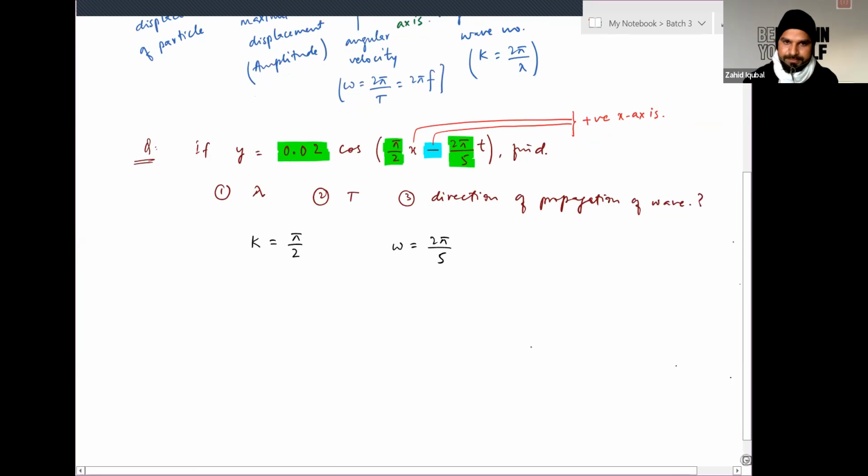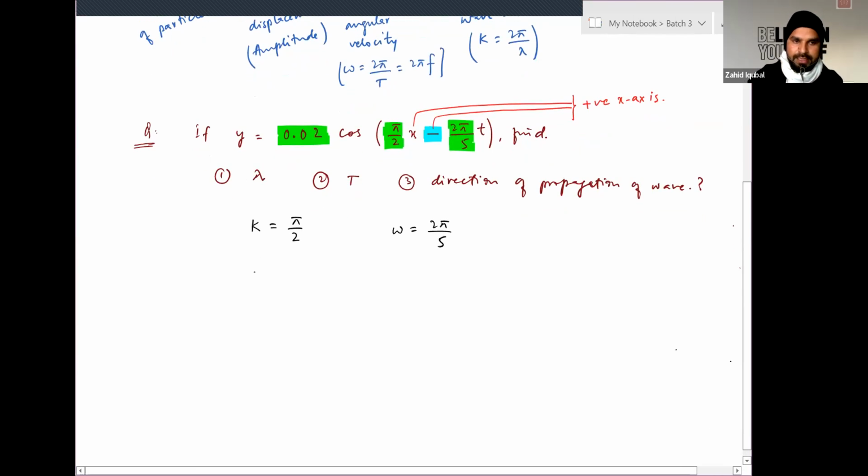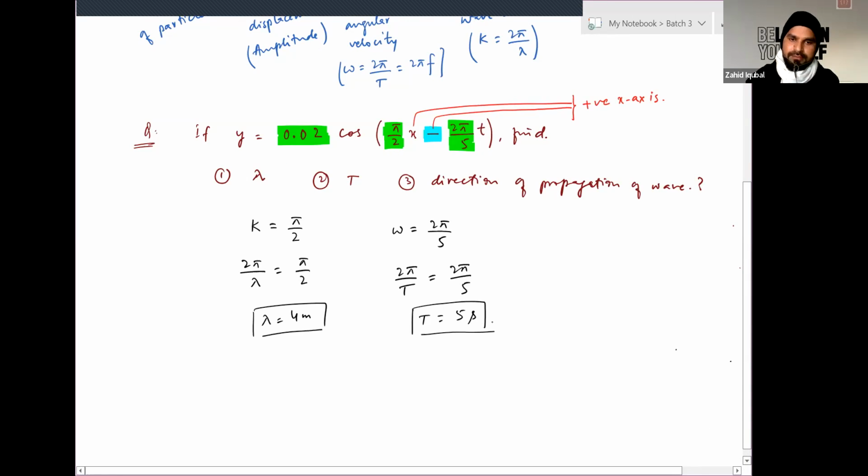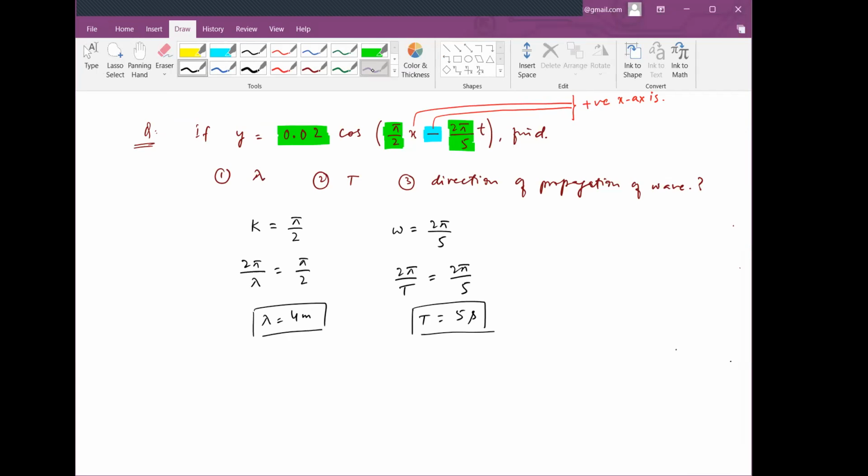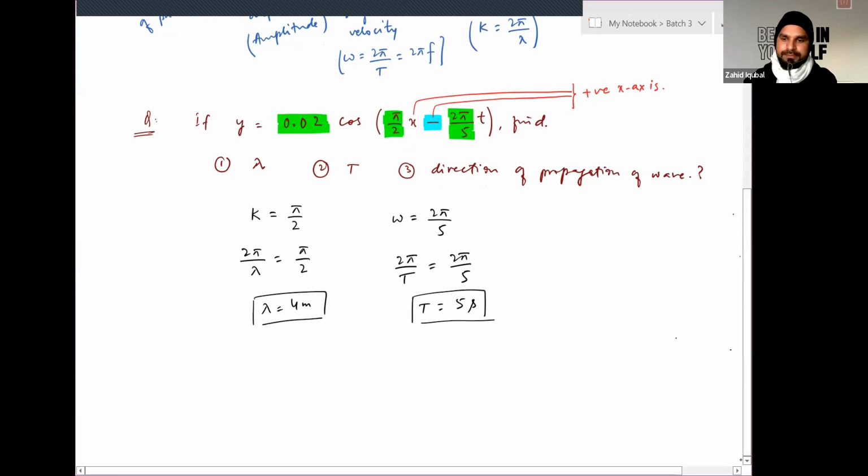So on comparing this k, which equals 2 pi by lambda, equals pi by 2, pi cancels out. So lambda, you will get 4 meter from this part. And if you put omega to be 2 pi by T equals 2 pi by 5, so 2 pi cancels out. So T will be just 5 seconds. Yusuf, is it clear? Yes, sir. Okay, write it down.